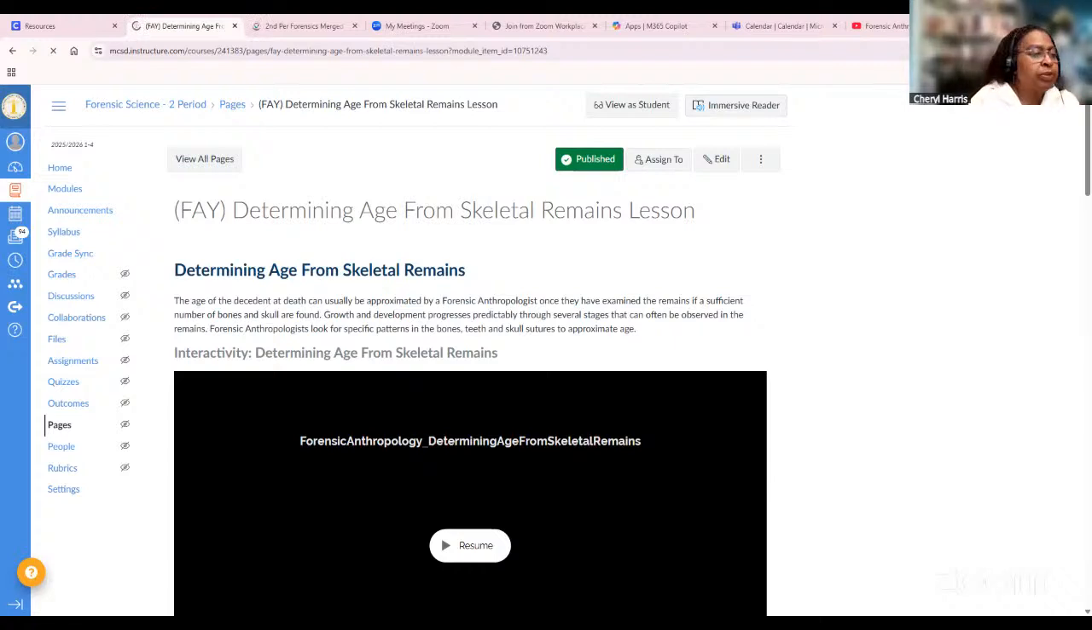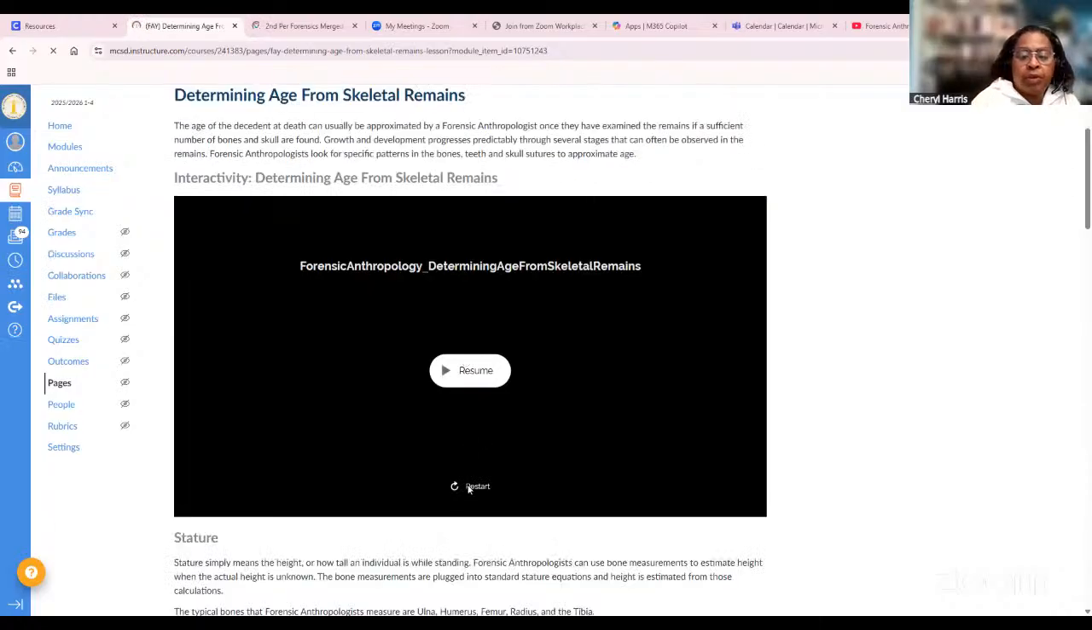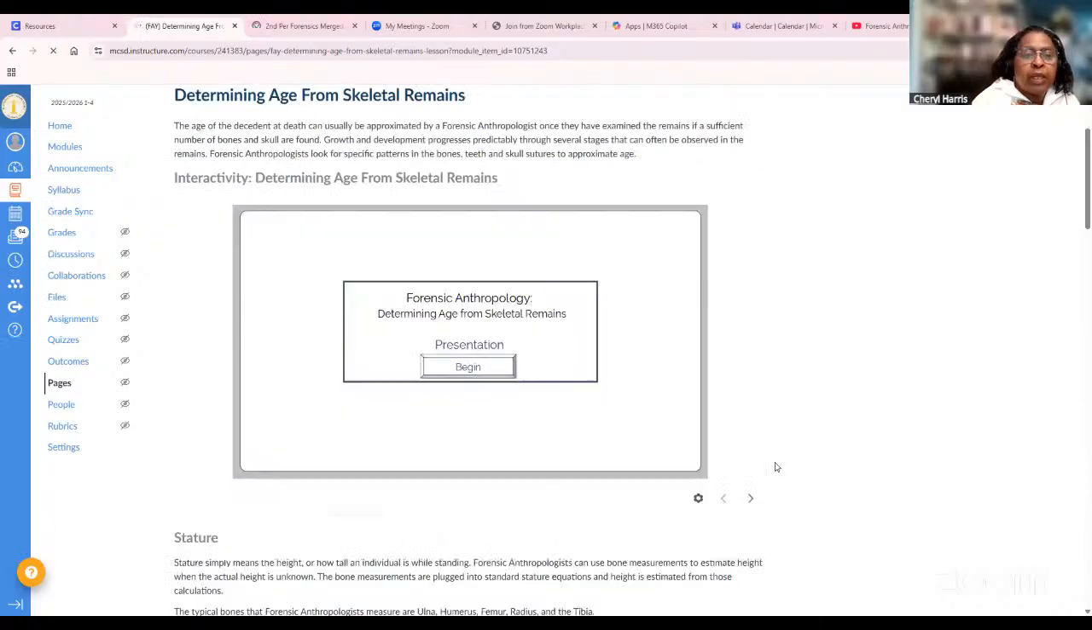All right, so we've been talking about the skeletal system and looking at how, if you found skeletal remains, you could tell whether they're male or female. And last week we looked at the skull.